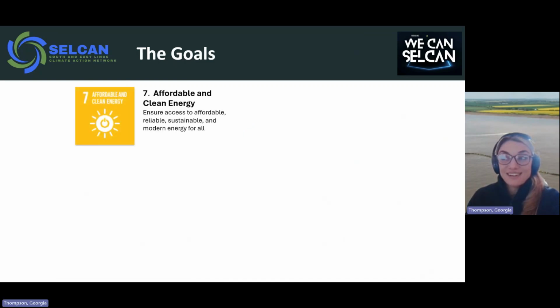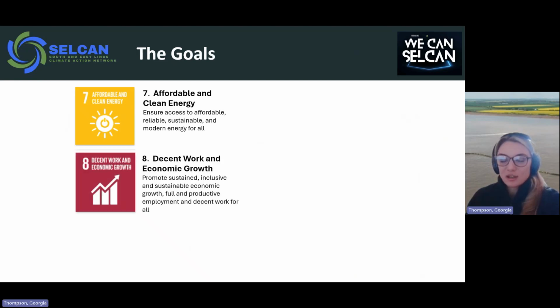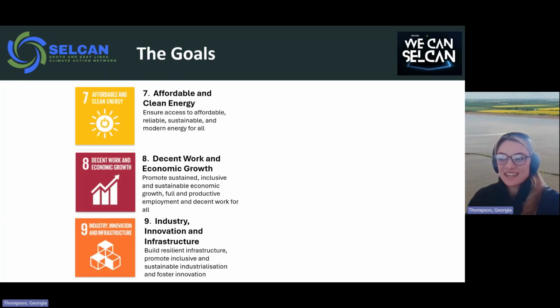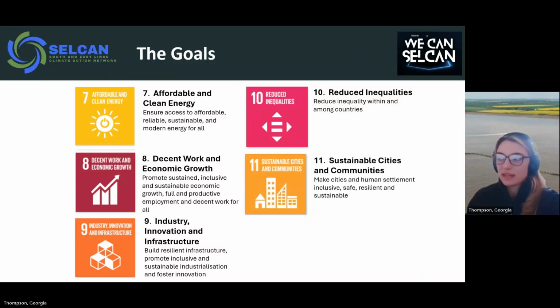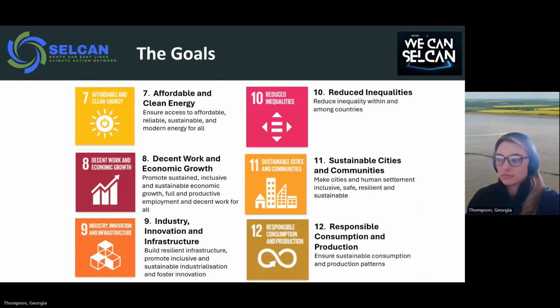So some more of the goals are 7, affordable and clean energy. 8, decent work and economic growth. 9, industry, innovation and infrastructure. So that's to build resilient infrastructure, promote inclusive and sustainable industrialisation and foster innovation. 10, reduce inequalities within and among countries. 11, sustainable cities and communities: make cities and human settlements inclusive, safe, resilient, and sustainable. 12, responsible consumption and production: ensure sustainable consumption and production patterns.